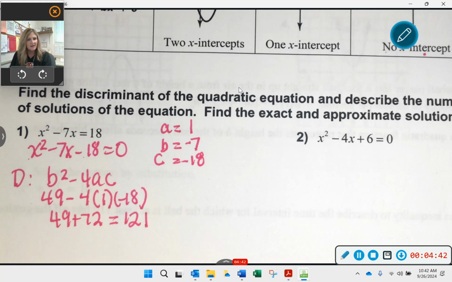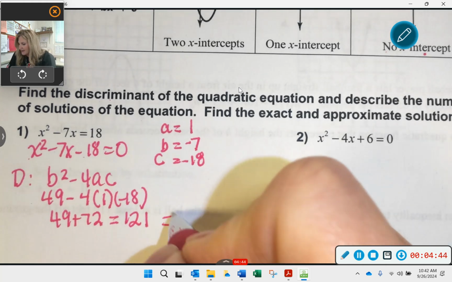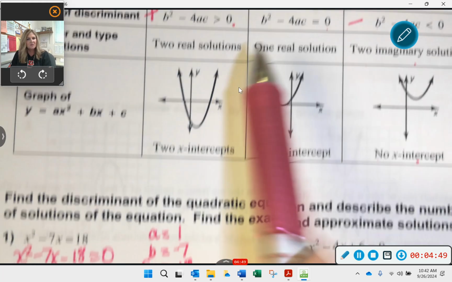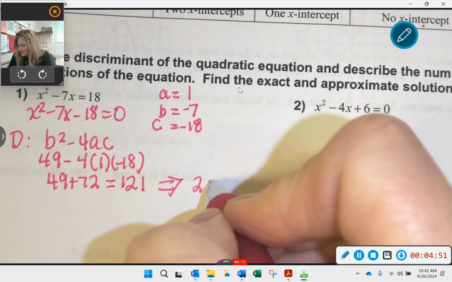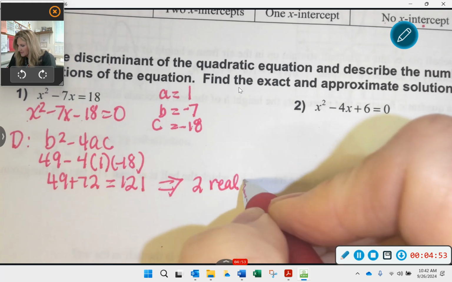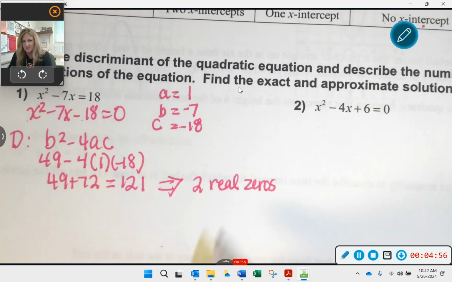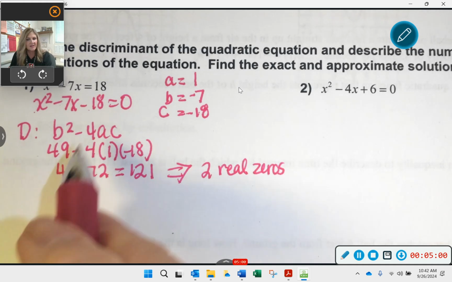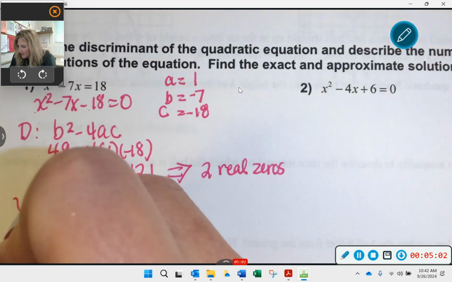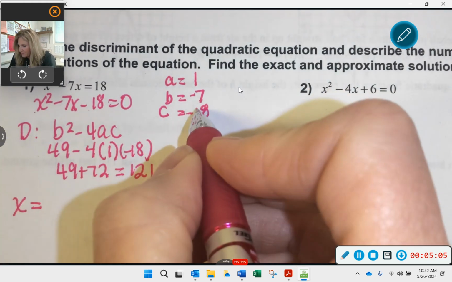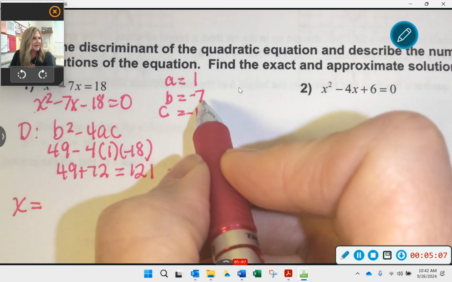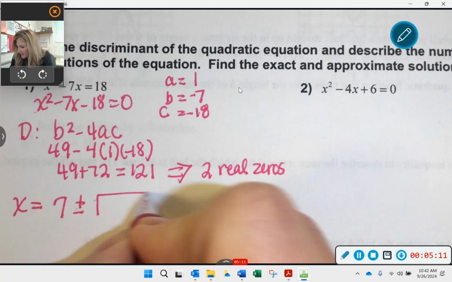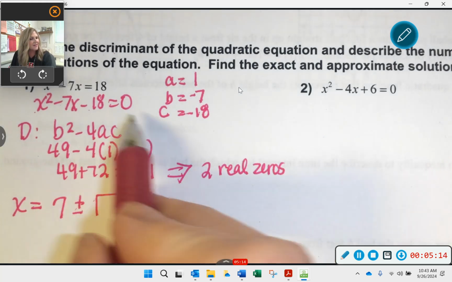That's positive, right? So that means if we have a positive discriminant, we should get two real solutions. Two real zeros. Zeros and solutions mean the same thing. Now let's go ahead and use the quadratic formula on this. To solve it, x equals negative b. So what's the opposite of negative 7? We're going to have 7 plus or minus the square root of, what did we get for that discriminant?